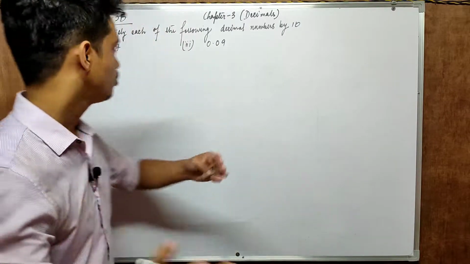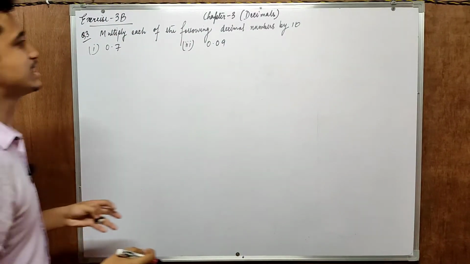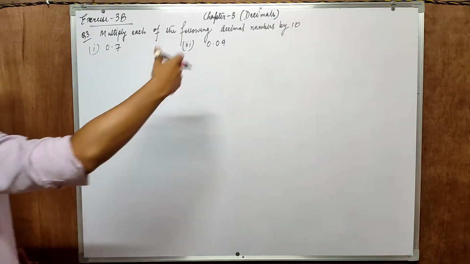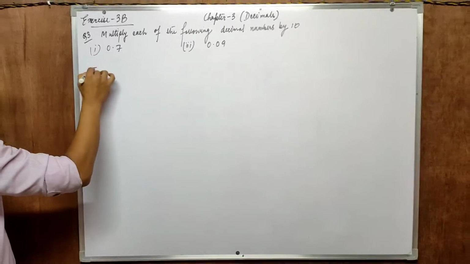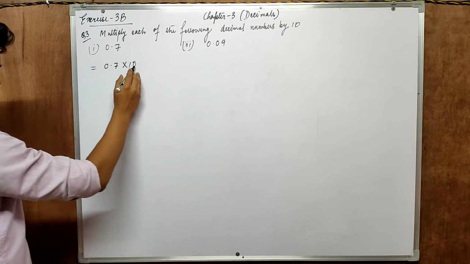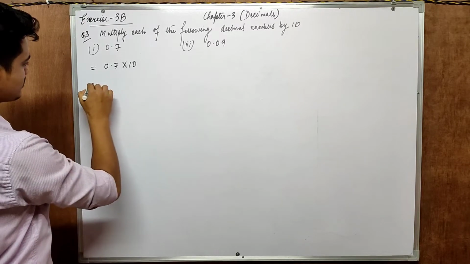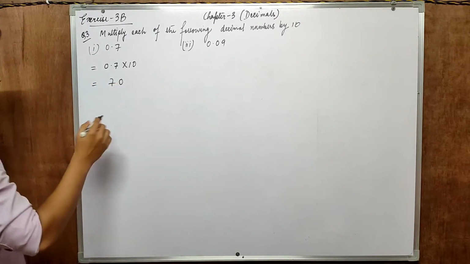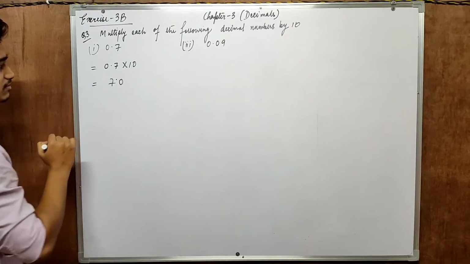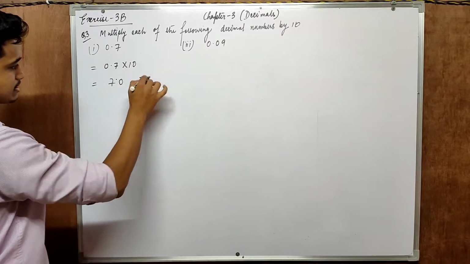So in question number 3, what it is saying is to multiply each of the following decimal numbers by 10, right? So we have to multiply this decimal number with 10. So what we need to do is 7 into 10, sorry, 0.7 into 10. So multiply 7 into 10 is 70, right? And then after point, how many digits are there? 1. So that will be 7.0 and nothing else, that is 7.